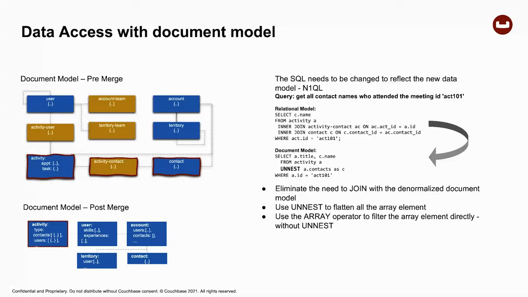And take a look at the SQL, or in this case N1QL, that was used in the relational model. For the document model, you no longer need to join to get to the contact, as that information is already embedded in the activity. You do, however, need to use the unnest to flatten the contact array so that it can be displayed individually for the query. N1QL also has extensive support for JSON arrays, such as the array operator and array predicates, which allow you to directly inspect the array without performing the unnest.